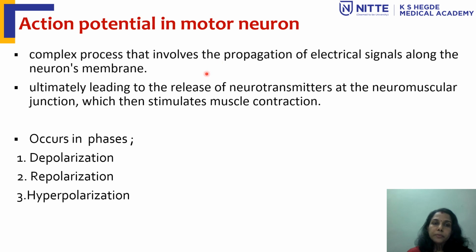The generation of action potential in a motor neuron is a complex process, and that involves the propagation of the electrical signals along the neuron's membrane, which ultimately leads to the release of the neurotransmitters at the neuromuscular junction, which then stimulates the muscle contraction. And this action potential generation occurs in different phases, that is depolarization, repolarization, then hyperpolarization. We'll see one by one.